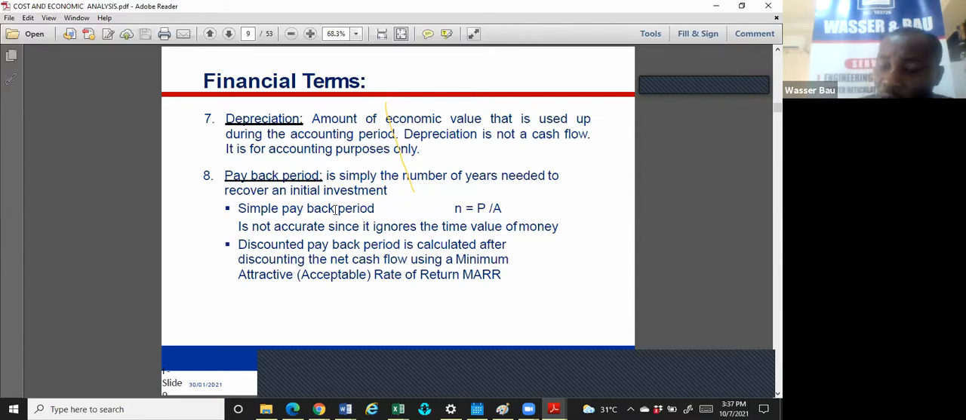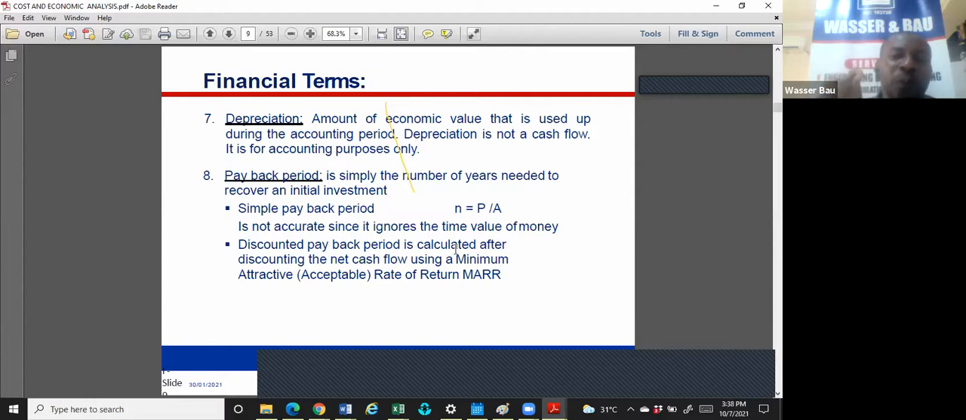But the one that is also used is the one we call discounted payback period. In other words, it is calculated after discounting the net cash flow by using a minimum attractive rate of return. So the difference between the simple payback period and the discounted payback period is that the discounted payback period takes into account the time value of money.